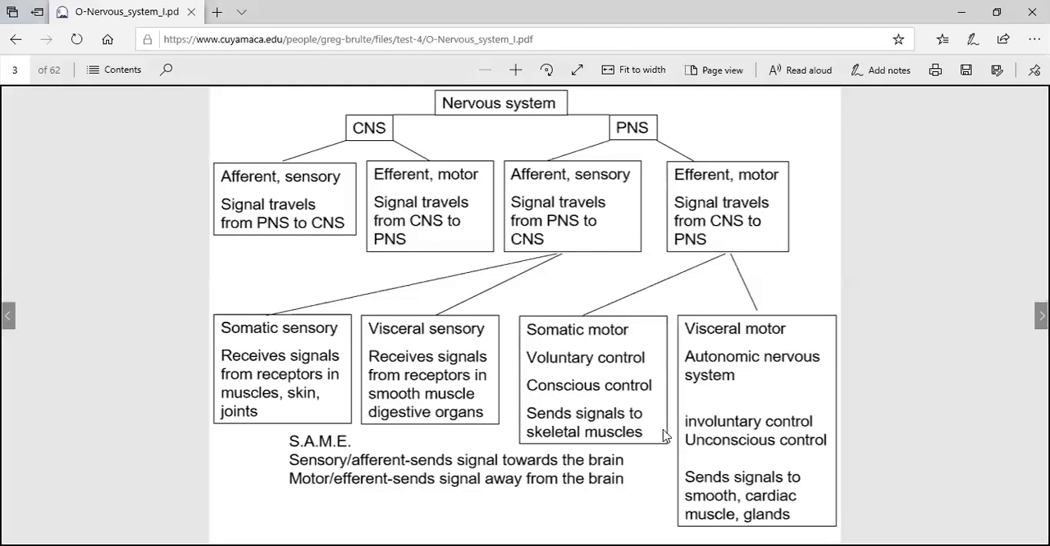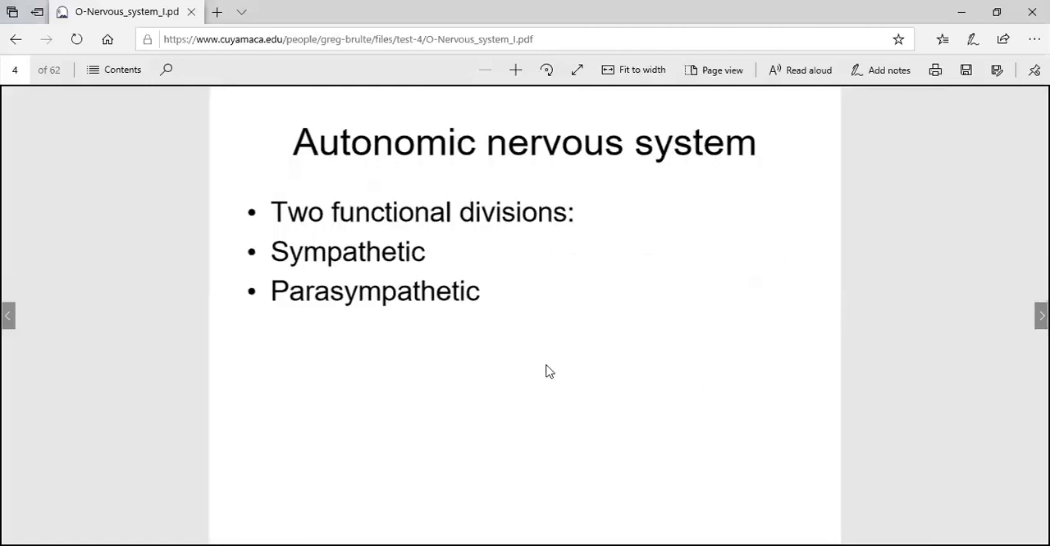I know that's a lot of info right at first, but we'll come back to it again and again and again. So SAME is just a little mnemonic to help you. Sensory signals are afferent. Motor signals are efferent. Got it? All right. So that autonomic nervous system that we were just talking about, that's your sympathetic and your parasympathetic divisions.